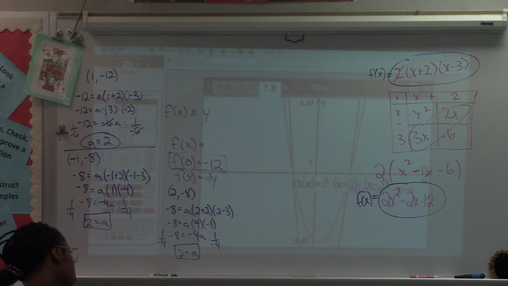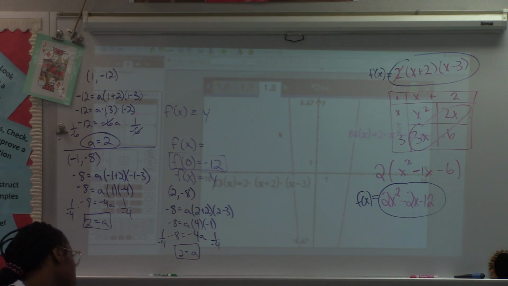Yeah. But not quite. So now we want to test the 2x squared minus x minus 6. Are those equivalent? Notice they don't even have the same roots, do they? So let's check the 2x squared minus 2x minus 12. Are those equivalent? Exactly the same graphs.